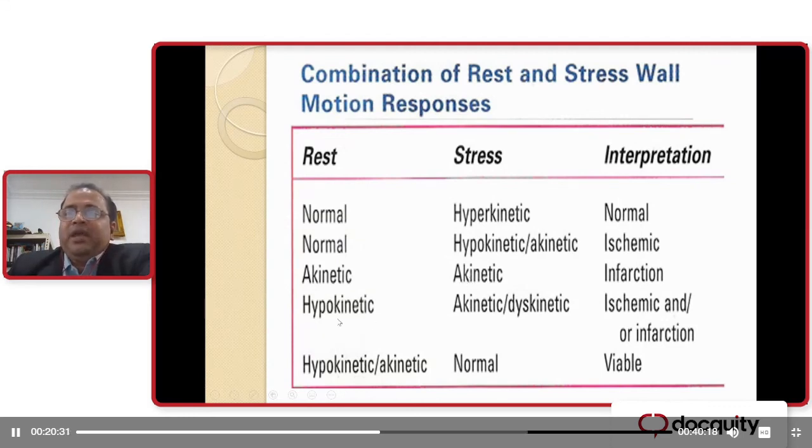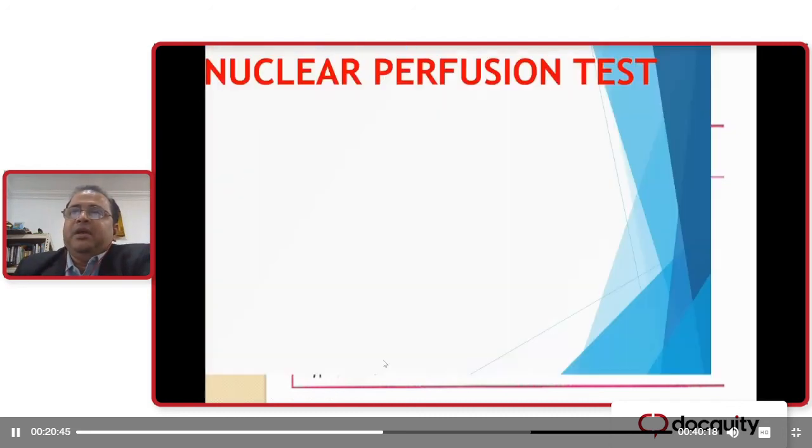If you have akinetic to start off and it becomes normal and then it goes akinetic, that means the muscle is still viable and you might be able to restore the function if you were to open the artery. So this is what we do.